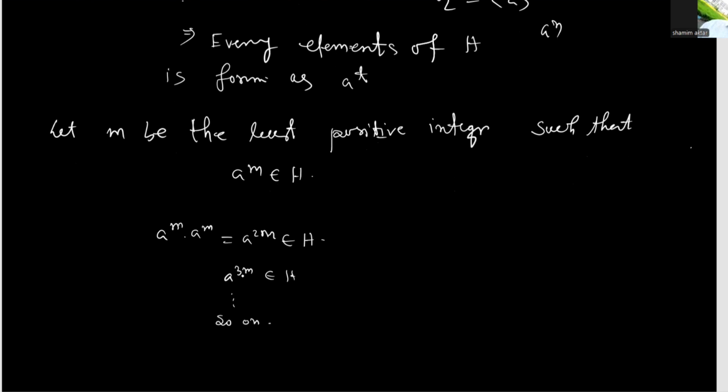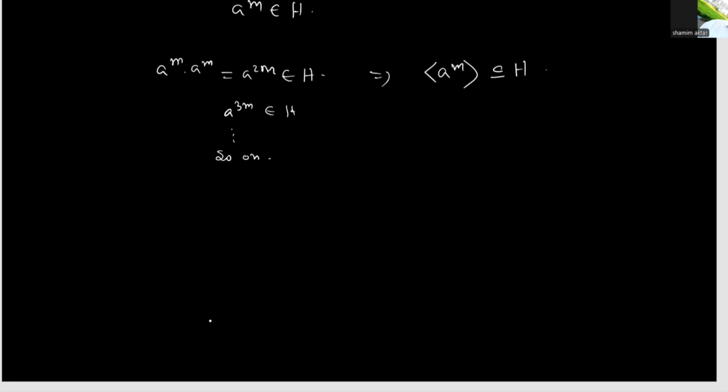And this also holds for negative integers, because every element has an inverse. So this implies the generator of A to the power m is a subset of H. Next we show H is a subset of the generator of A to the power m.